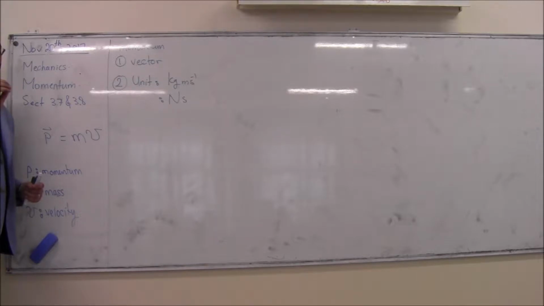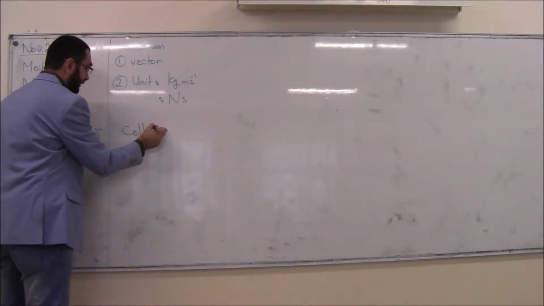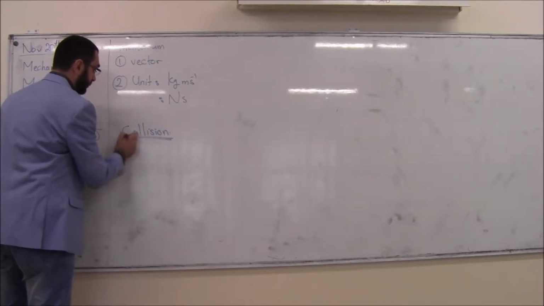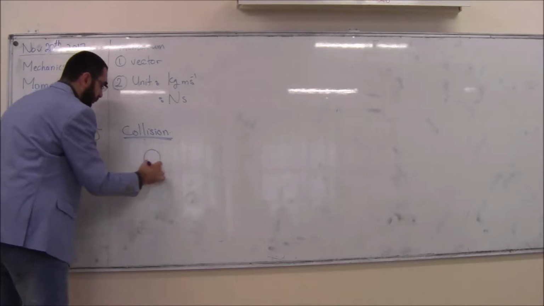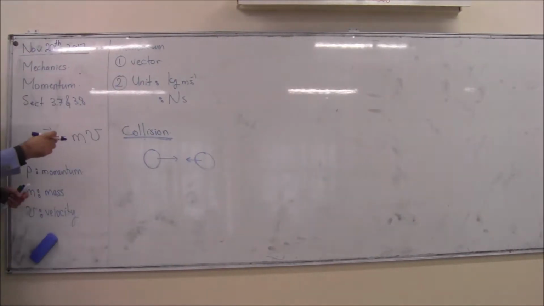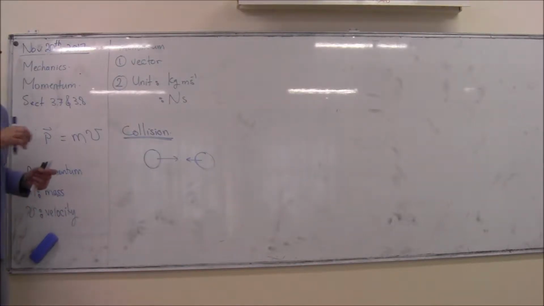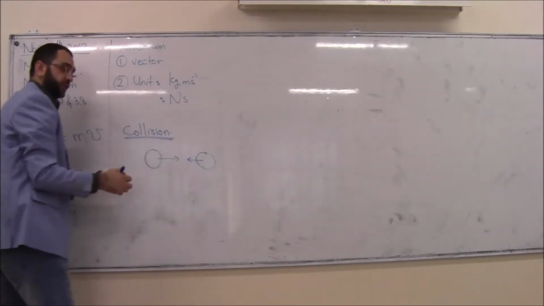And we're concerned about the momentum during collisions. Let's say we have two particles moving. This is the last topic in chapter 3, sections 3.7 to 3.8. Now let's say that we have two particles that are moving towards each other.